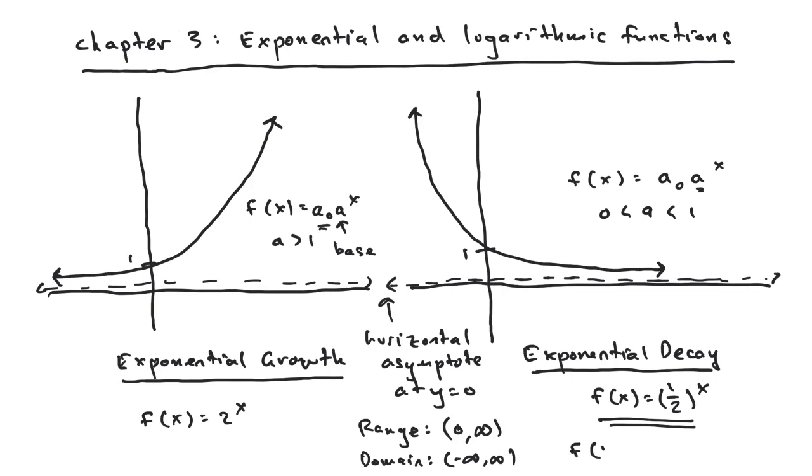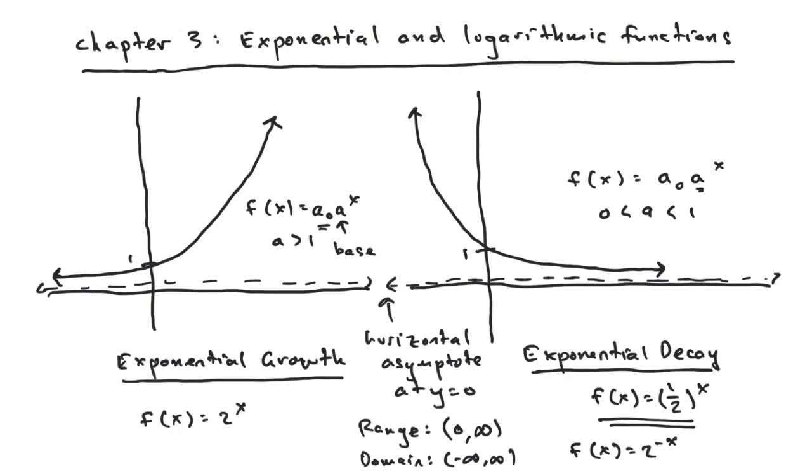So another way that I could write this f of x equals 1/2 to the x is I could also write f of x is equal to 2 to the minus x. In this case, since 2 is greater than 1, but since I have this negative here, that would put this 2 in the denominator and make it 1/2. So this would also be a way that we could represent exponential decay. And again, in each of these cases, we have a horizontal asymptote at y equals 0. The range is from 0 to infinity, and the domain is from negative infinity to infinity.